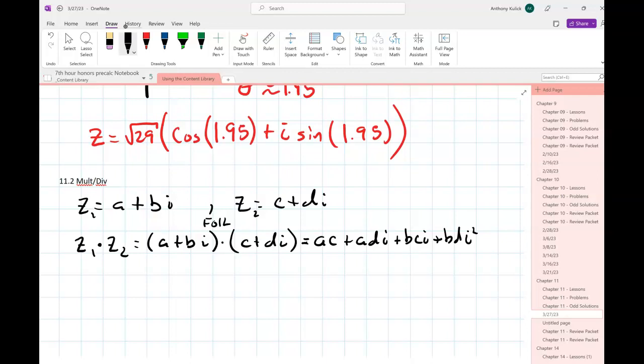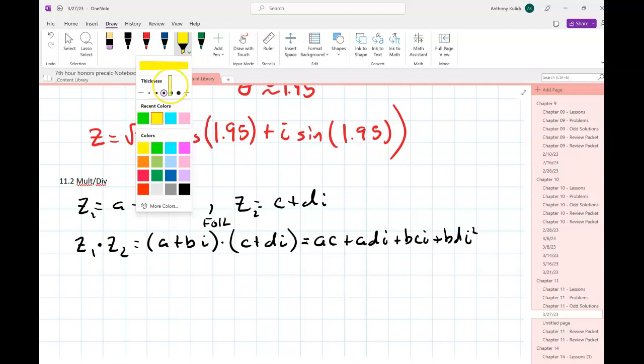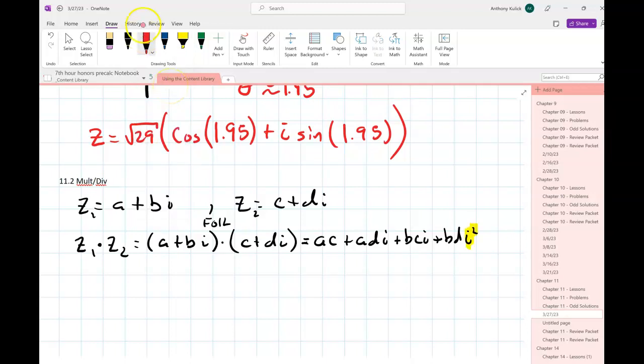So if I FOIL that, I get AC plus ADi plus BCi plus BDi squared. What is i squared again? Yep, i squared is -1. So that's going to simplify down to AC minus BD plus the quantity AD plus BC times i.